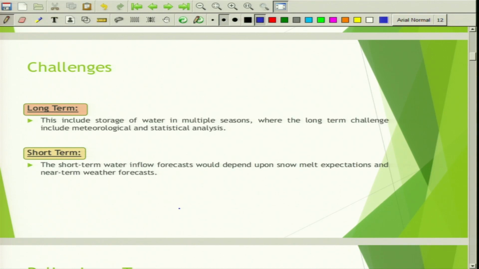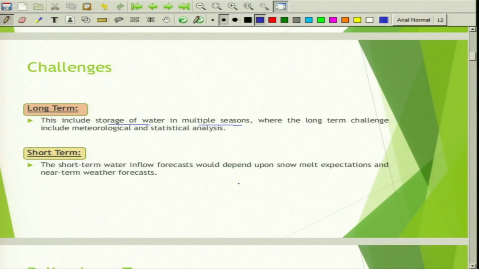So some of the challenges. In long term, this includes storage of water in multiple seasons, as I told, where the long term challenges include meteorological and statistical analysis. You should know the weather forecasting, right. So when there will be heavy rainfall, what would be the possible water accumulation in the reservoir dam. This depends upon meteorological and previous statistical analysis. So if there is any error in those statistical analyses, that will also have an effect on long term scheduling.